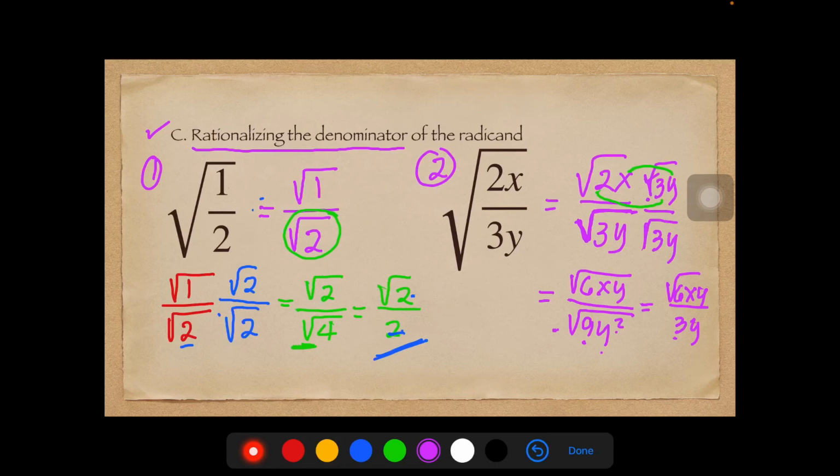Take note again that we cannot cancel. In no way can we cancel 6 and 3 or reduce it into 2 because they are not in the same order. One is inside the radical sign and the other is already a plain number, or the actual value is 3 already. Okay, let's move on to the next example.